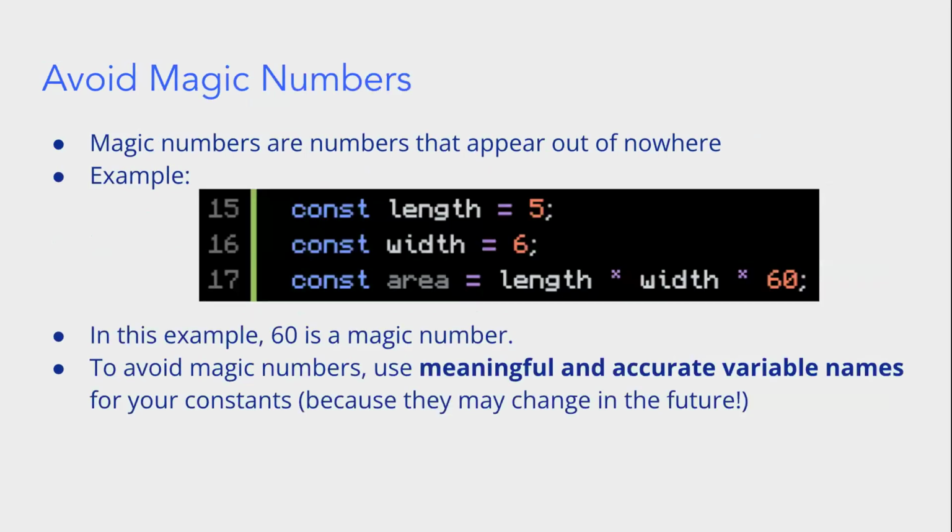Another thing to avoid is magic numbers, which are numbers that just appear out of nowhere and have no meaning. You can see that example where we've defined length and width, but for area, we multiply length by width by 60. What is 60? We don't know. Only the writer of this code knows what 60 actually is. So to avoid magic numbers, it's useful to have meaningful and accurate variable names, especially because they help in the future, and just so your code is more readable.